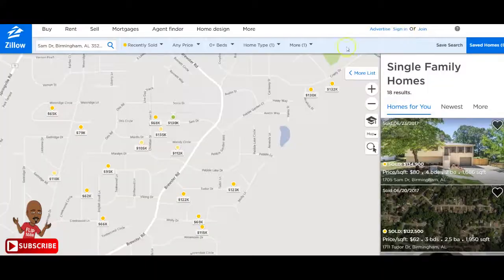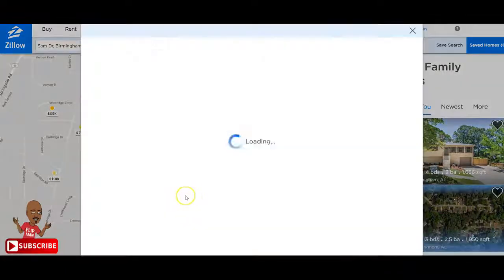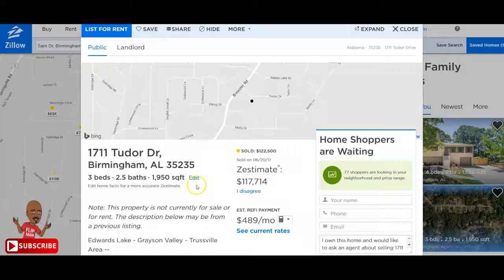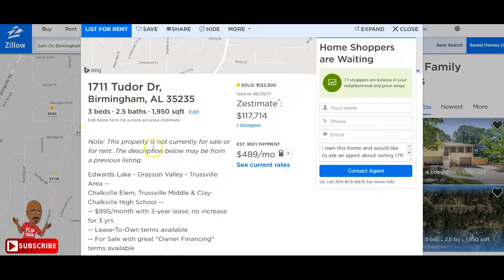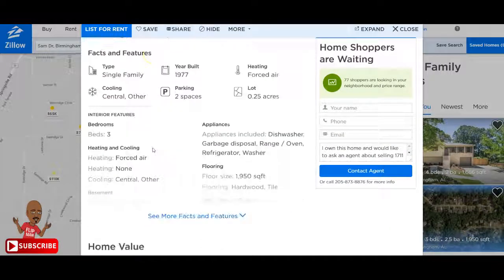So we go to the next one. What's the next highest? We're going to look at the one that's 123. Sold for 122.5. It's 1950 square feet.